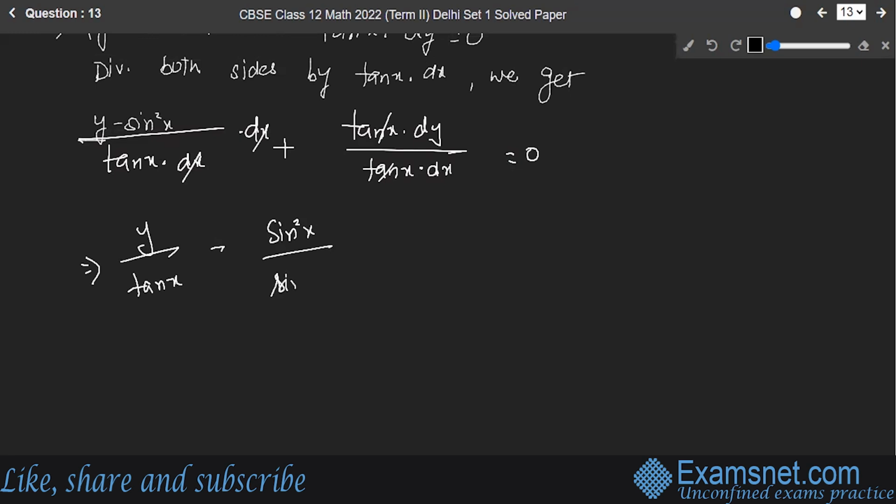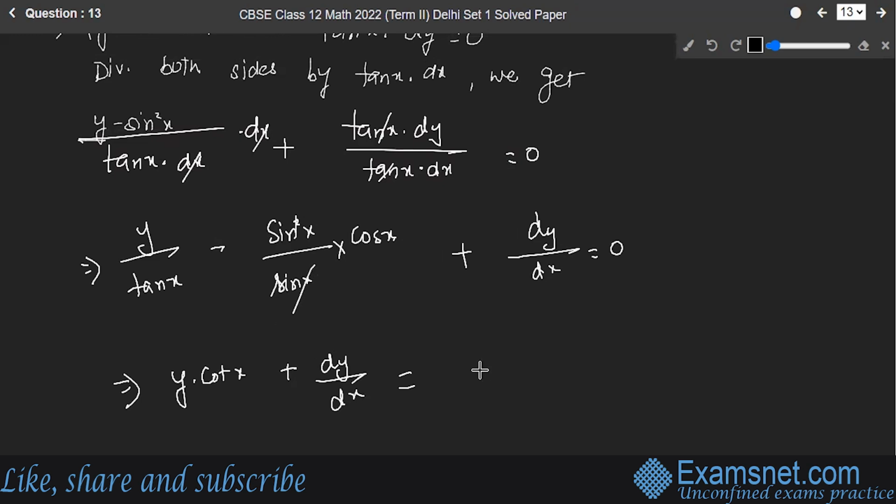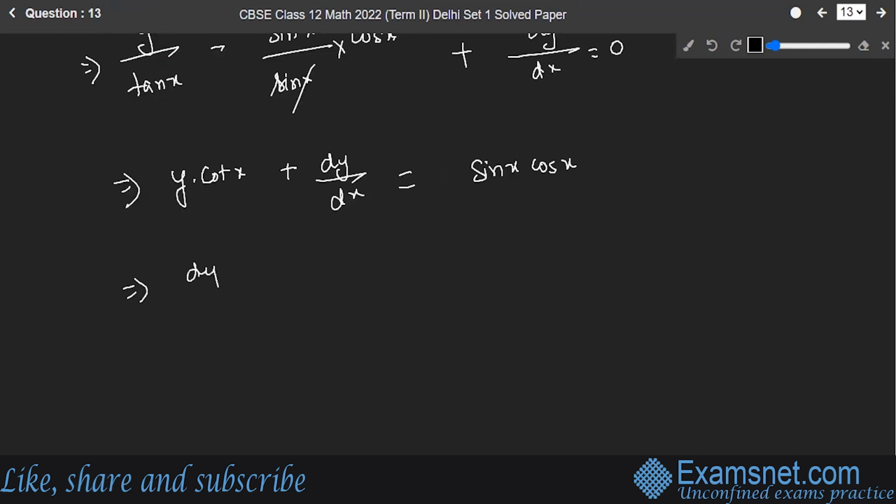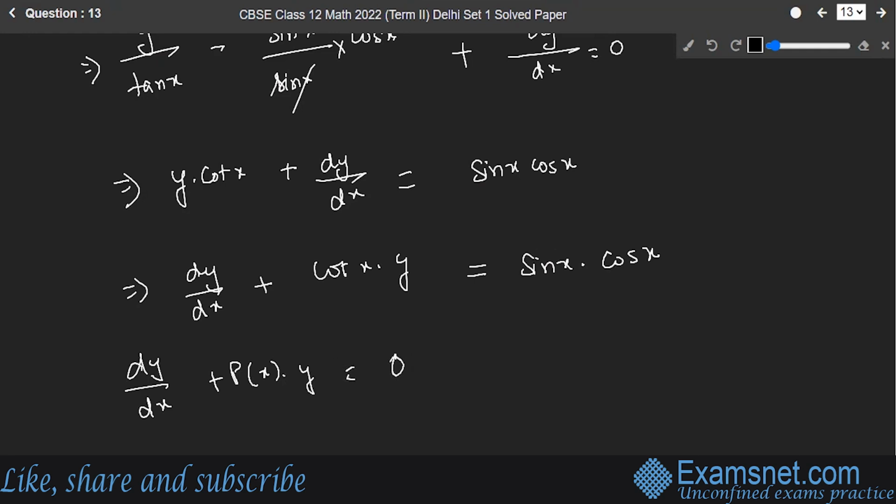Tangent x can be written as sine x into cos x plus dy by dx is equal to 0. So here you have y into cotangent x plus dy by dx is equal to sine x into cos x. Or you can write it as dy by dx plus cot x into y is equal to sine x into cos x. If I compare it with the general equation, dy by dx plus px into y is equal to qx, where px is equal to cot x and qx is equal to sine x into cos x.